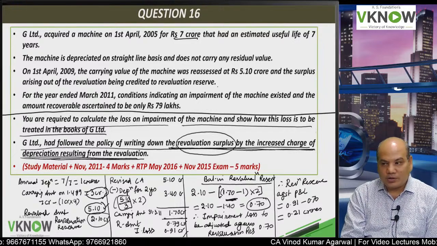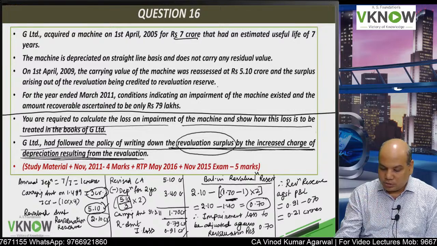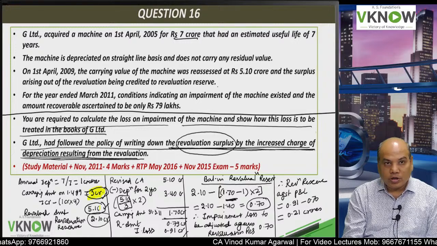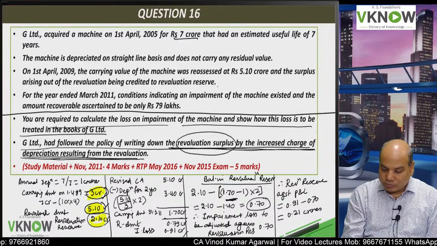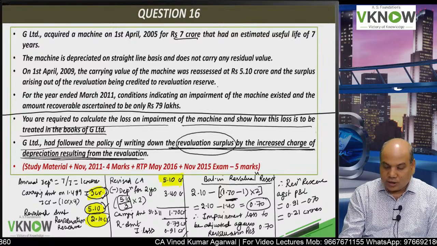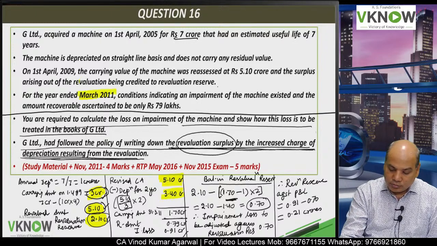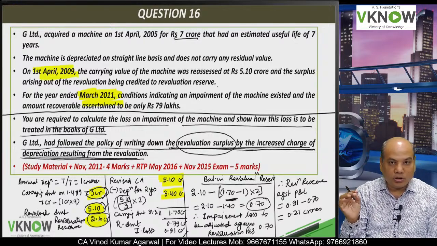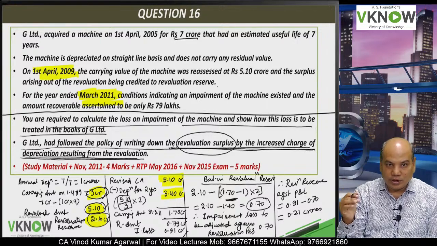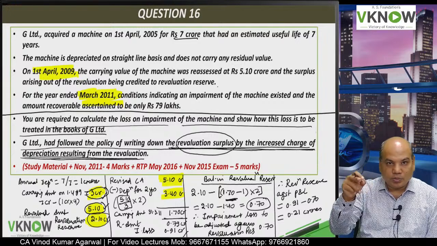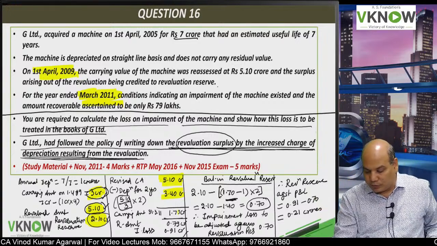I will explain the answer again. First, compute the carrying amount on the date of revaluation. So that is 3 crore. Revalued amount is 5.10 crore. Create revaluation reserve 2.10 crore. After that, your carrying amount will become 5.10 minus depreciation for 2 years, 2009-10 and 2010-11. Depreciation will be on the revised amount. Remaining life is 3 years. So 5.10 divided by 3 means every year 1.70, into 2, 3.40.